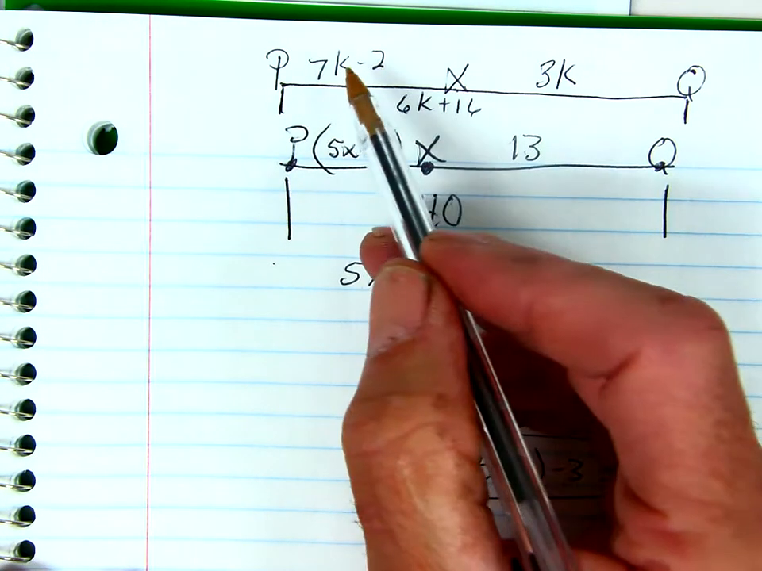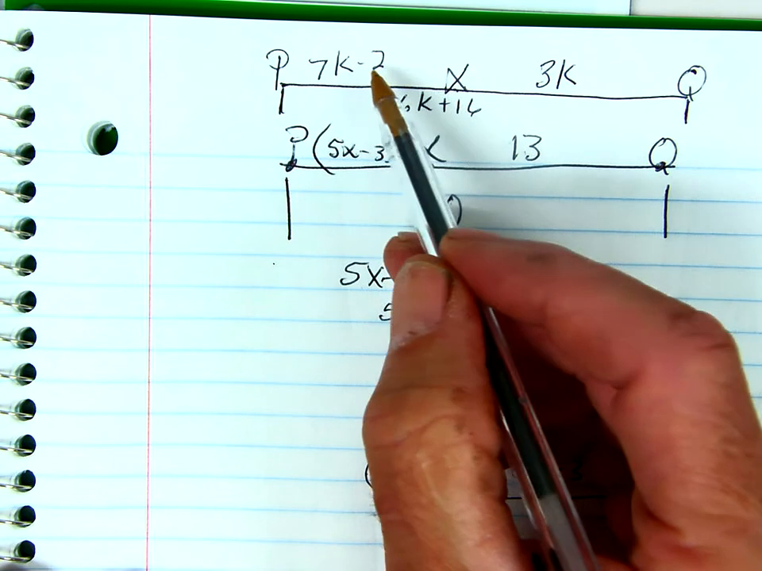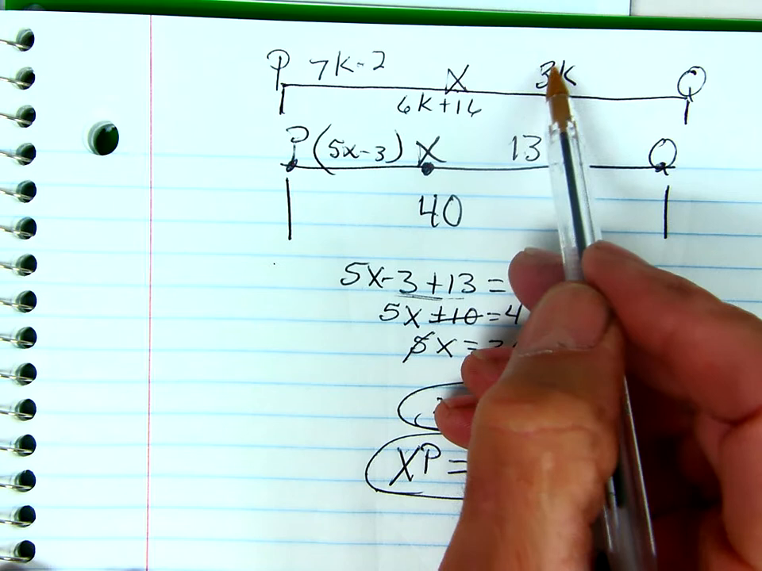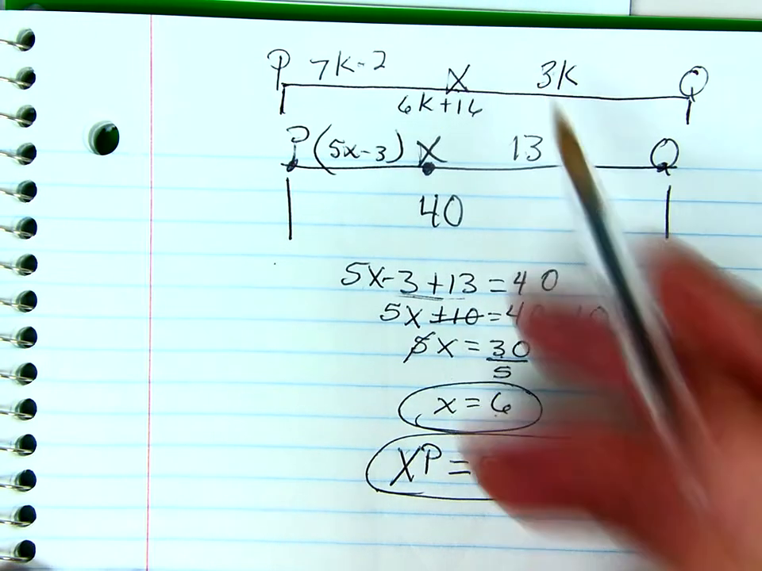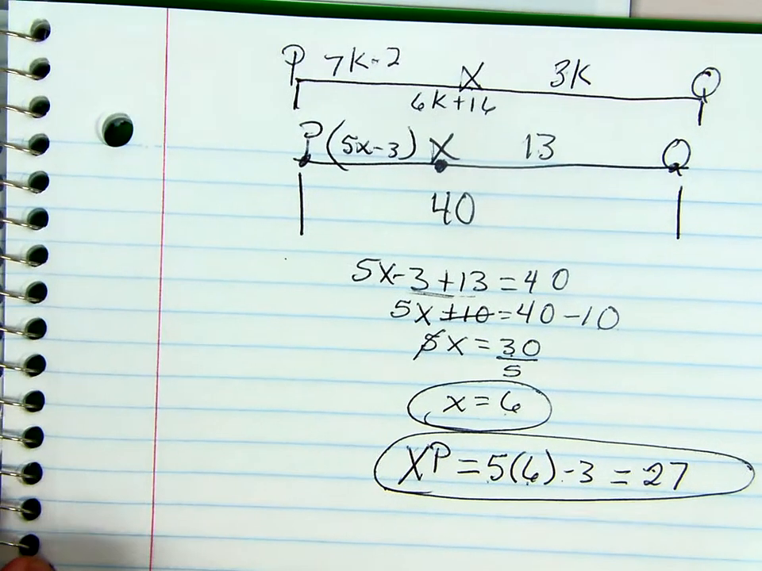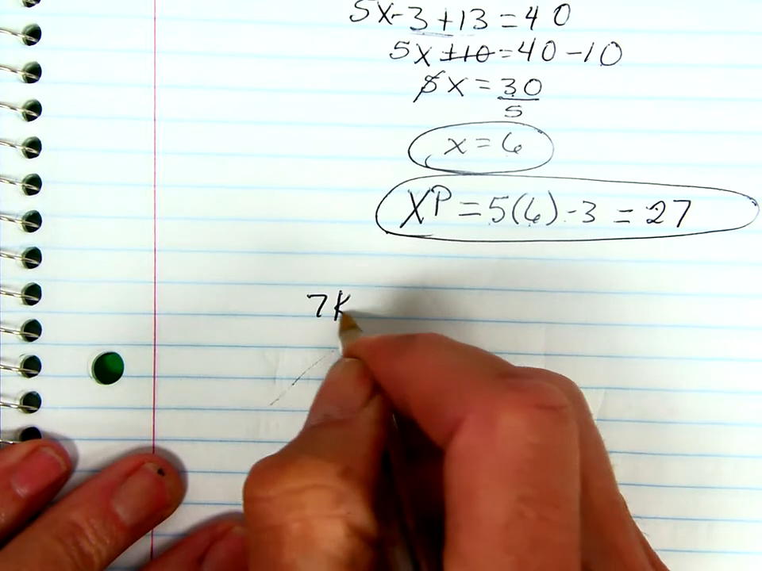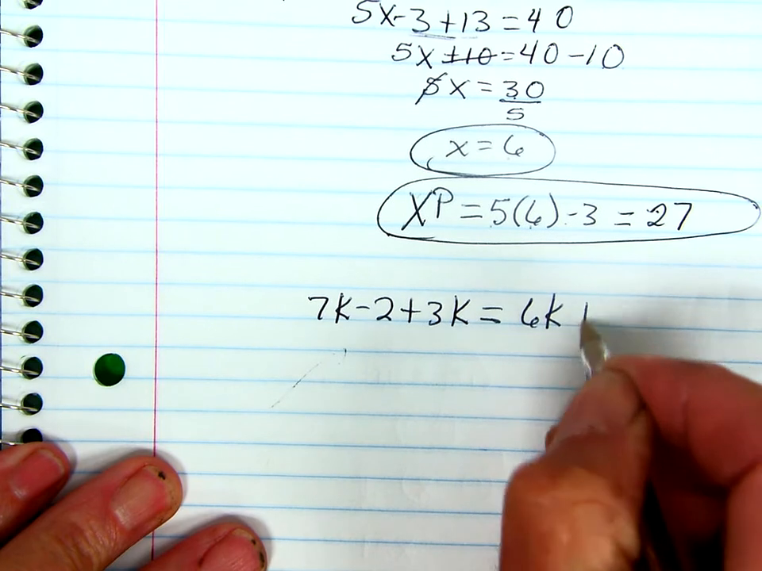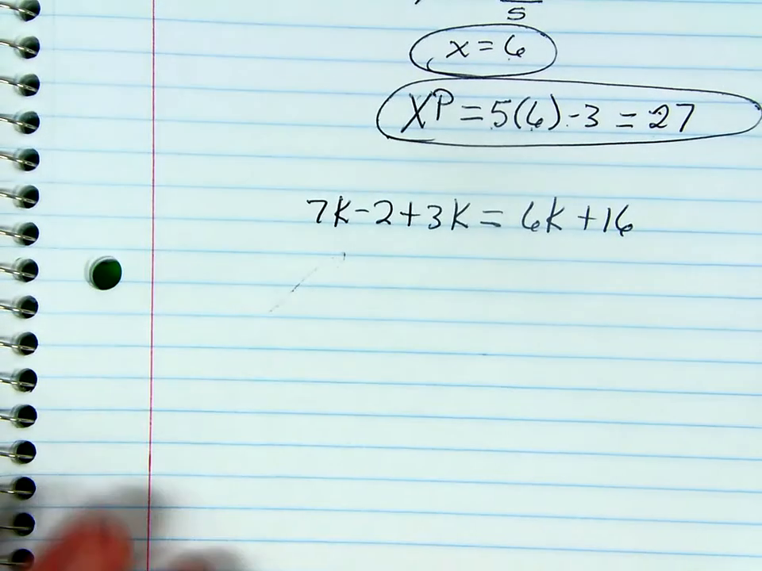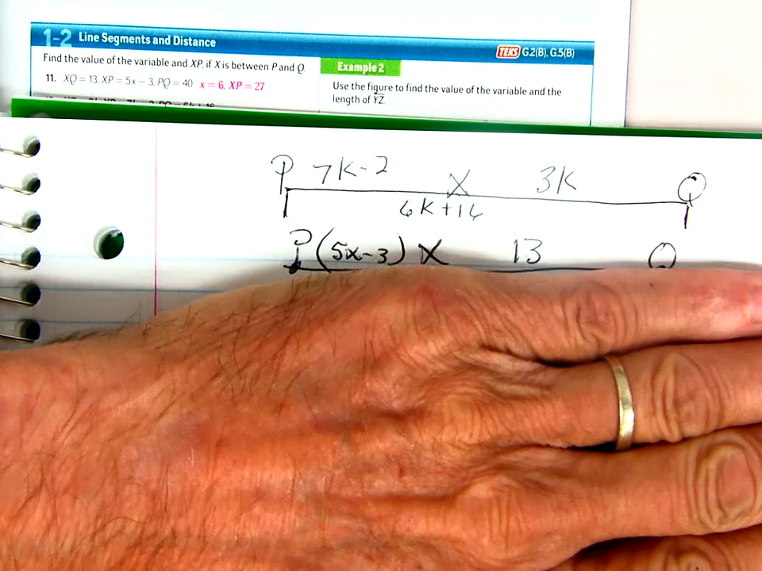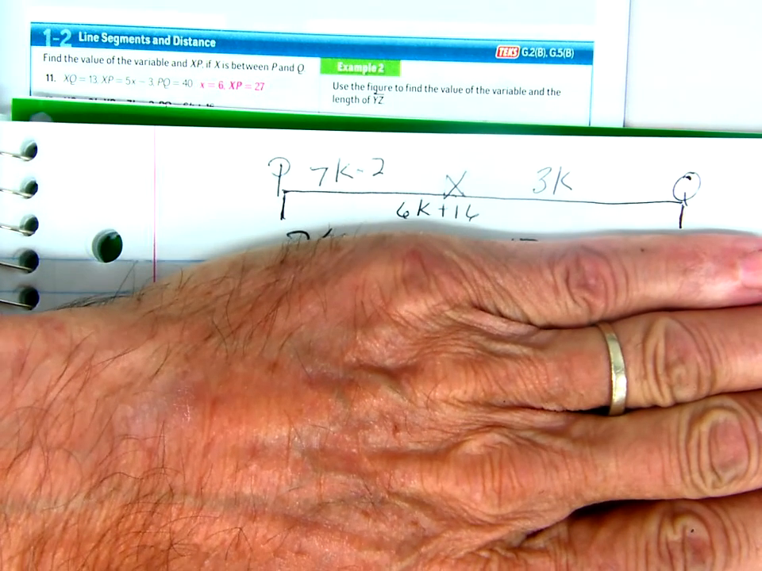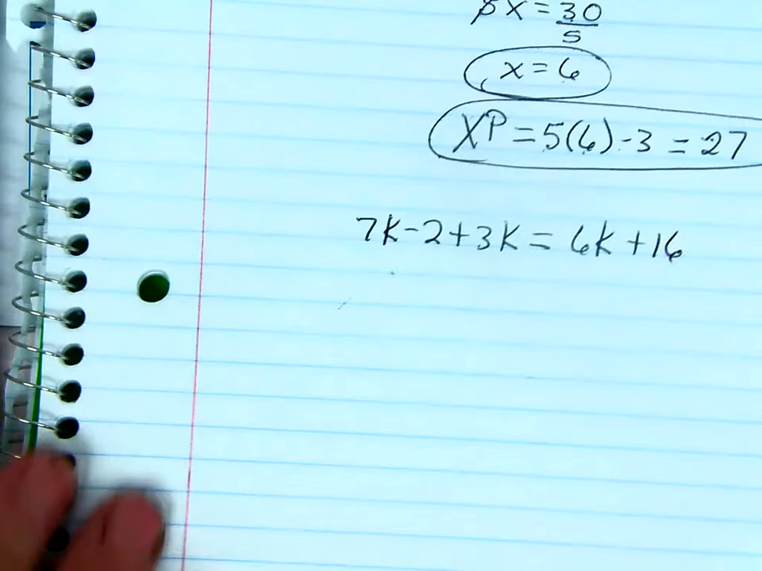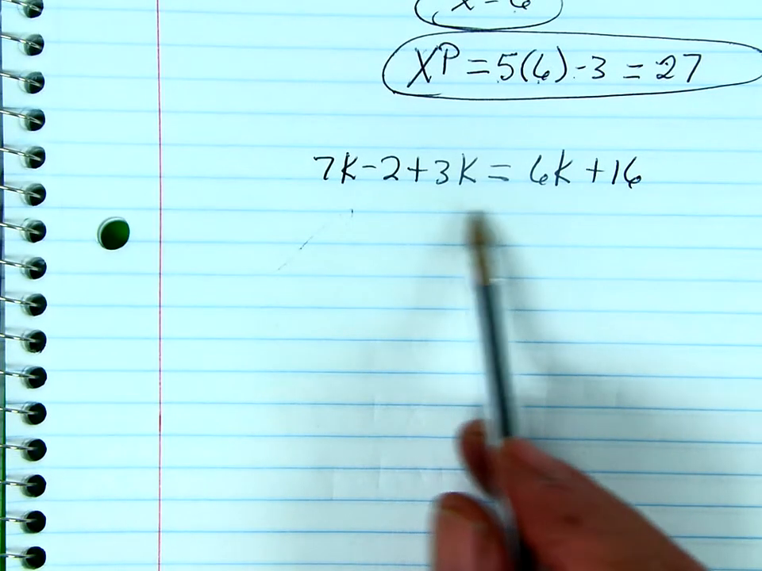We need to solve for k, which means we need to make something equal. So here's what's equal. This part plus this part equals the whole thing. 7k minus 2 plus 3k equals 6k plus 16. I shouldn't have done it this way, but here's the beginning of the problem. Got it? Here's the equation you get from that representation.